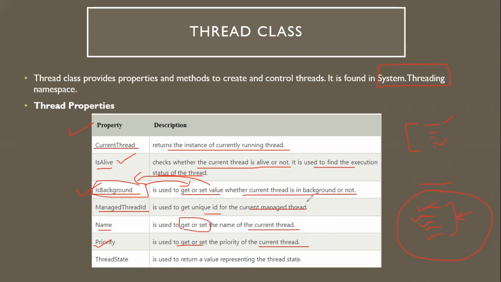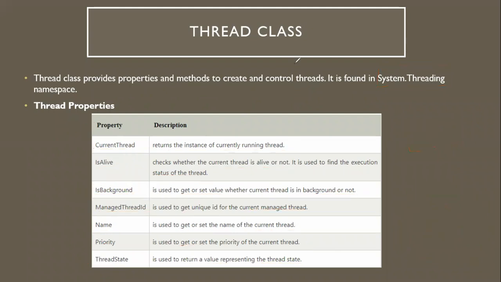ThreadState is used to return a value representing the thread state. What is the state of the thread, like running? It returns a value. Similarly, these are the properties of the thread class.